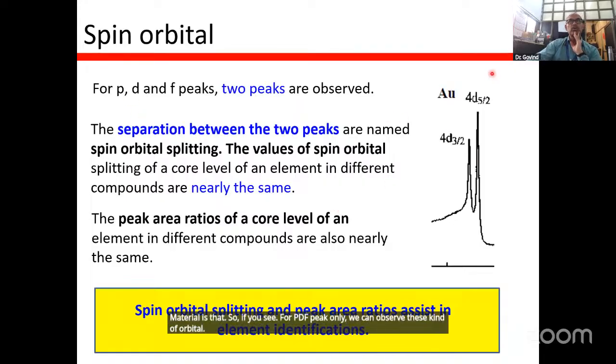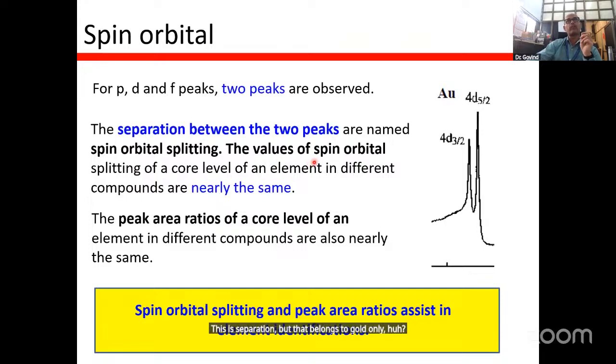Look at this one sample. This is a gold sample, a gold film, where we can see two peaks, 4d5/2 and 3d5/2. The spectral separation between the two peaks is named spin orbital splitting. There is a separation, but that belongs to gold only.